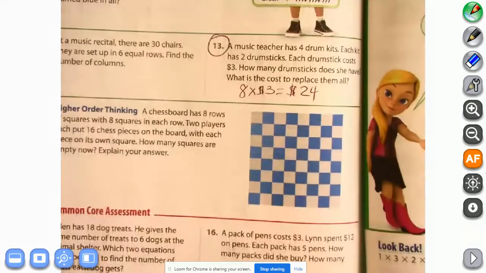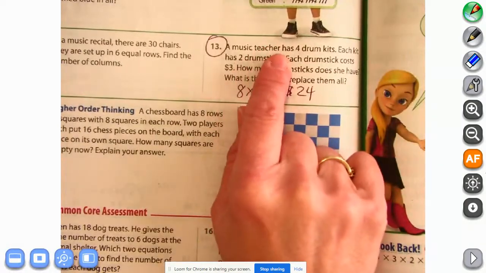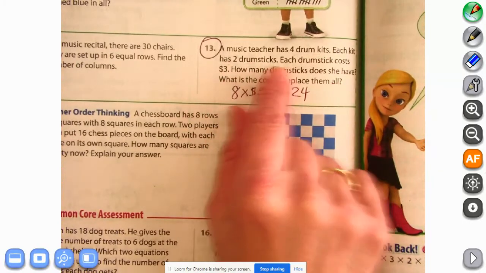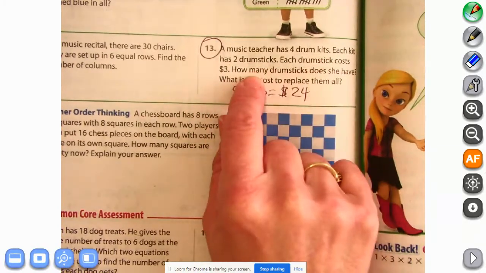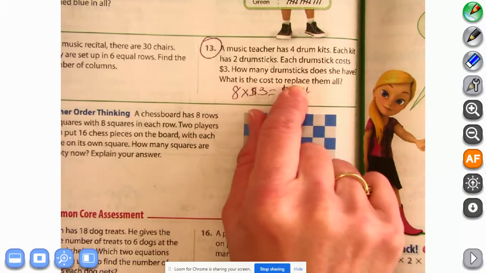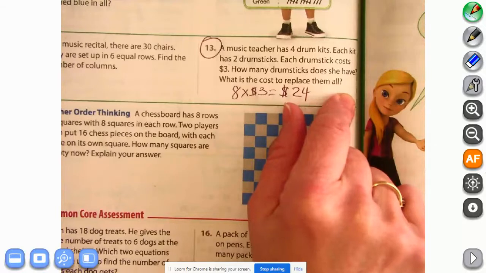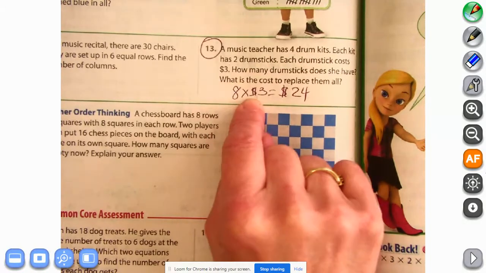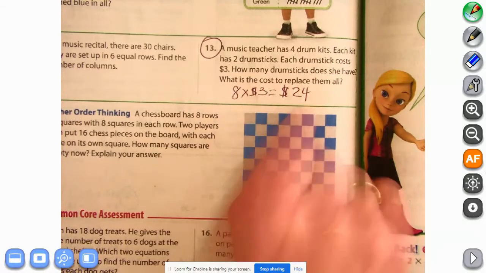Okay. Number 13, a music teacher has 4 drum kits. Each kit has 2 drumsticks. Each drumstick costs $3. How many drumsticks does she have? What is the cost to replace them all? So she has 4 kits times 2 makes 8. And they are $3 each, so it would be $24.